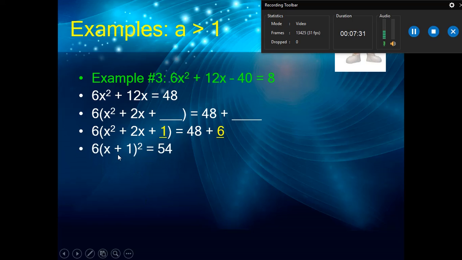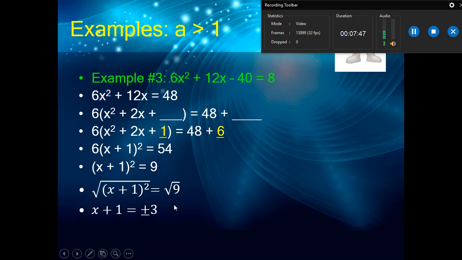My two identical factors are x plus 1. And now I'm going to divide both sides by 6. And I do have a perfect square as a result now on the right-hand side. So when I square root, I'm going to have x plus 1 equals positive and negative 3. And then we're going to subtract 1 from each side. Because these are rational roots, we're going to separate them into two distinct answers. So we have -1 plus 3 and -1 minus 3. And the roots on this problem are 2 and -4, just like problem number 1.